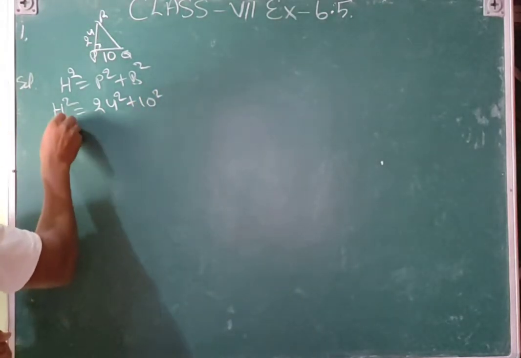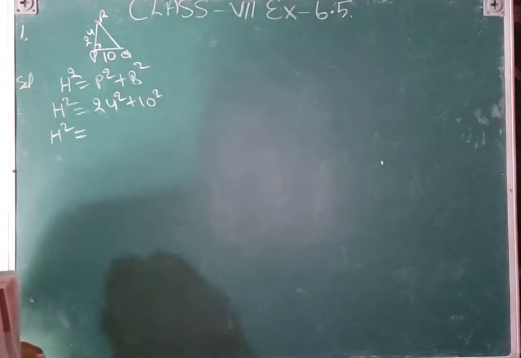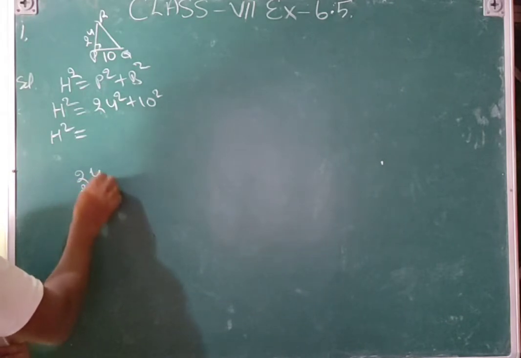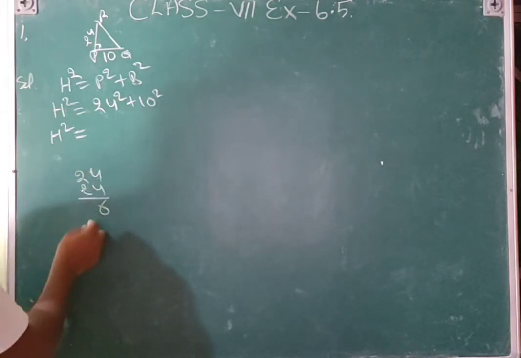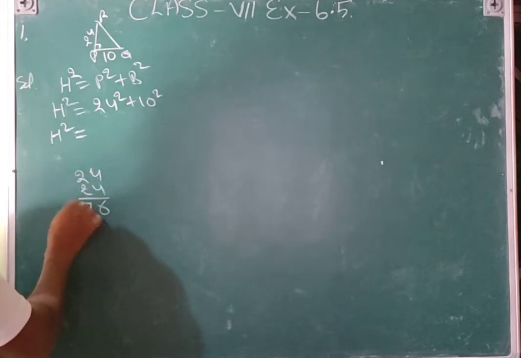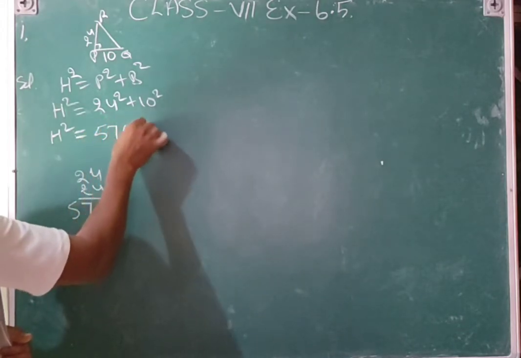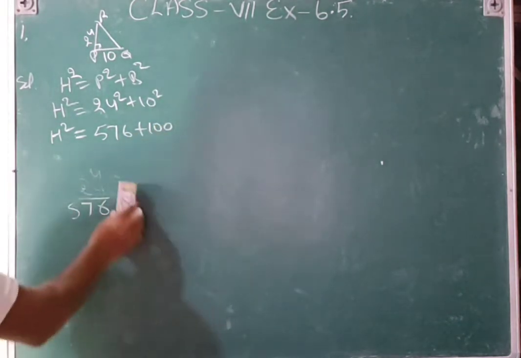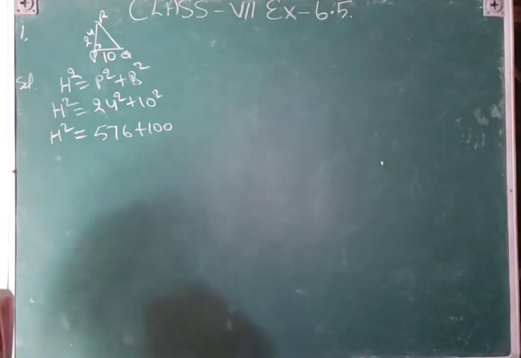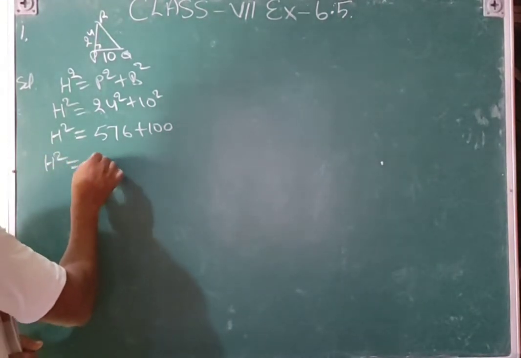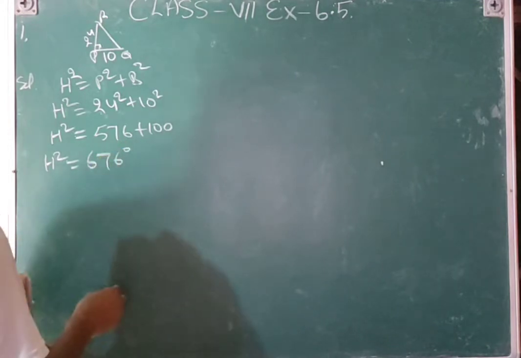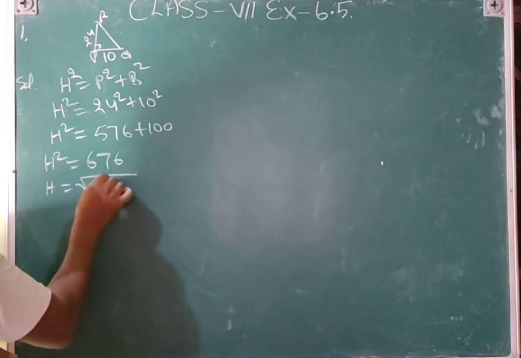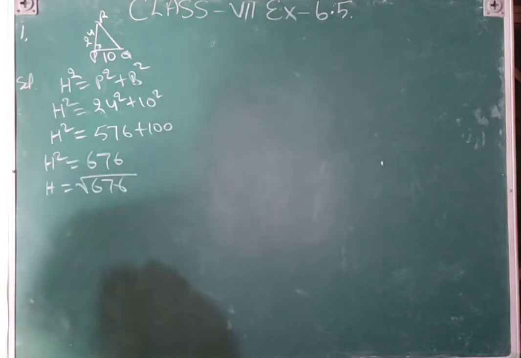So H square is equal to 24 times 24, which is 576, plus 10 times 10, which is 100. Now H square is equal to 676, and then H is equal to under root 676 because we have reduced that square.